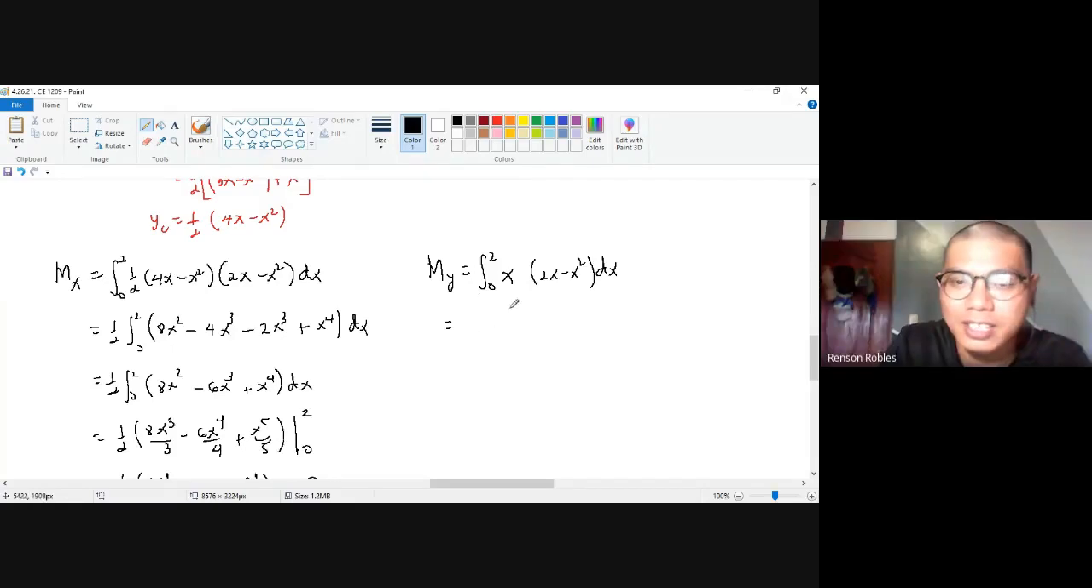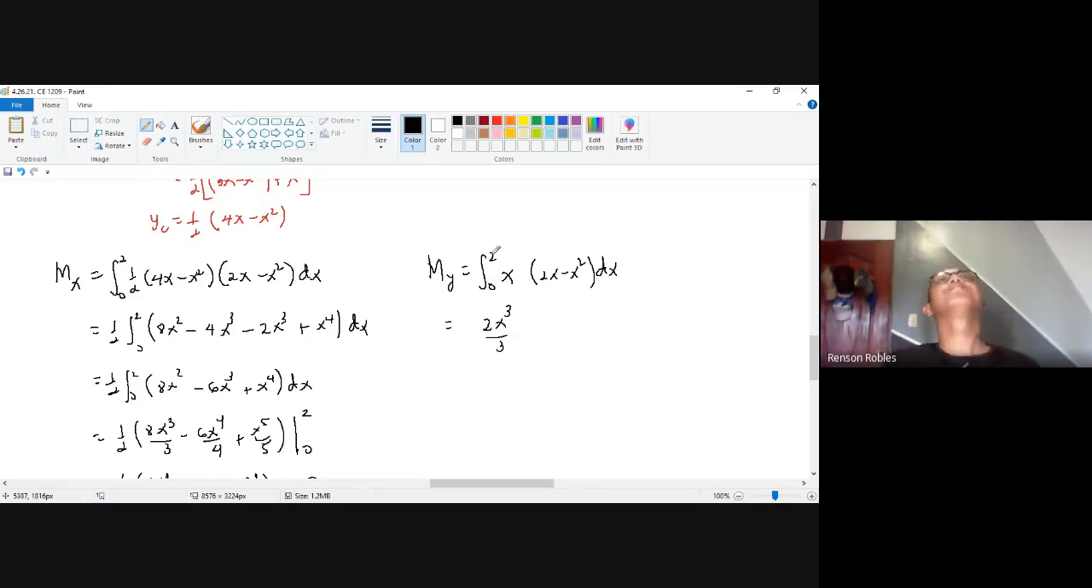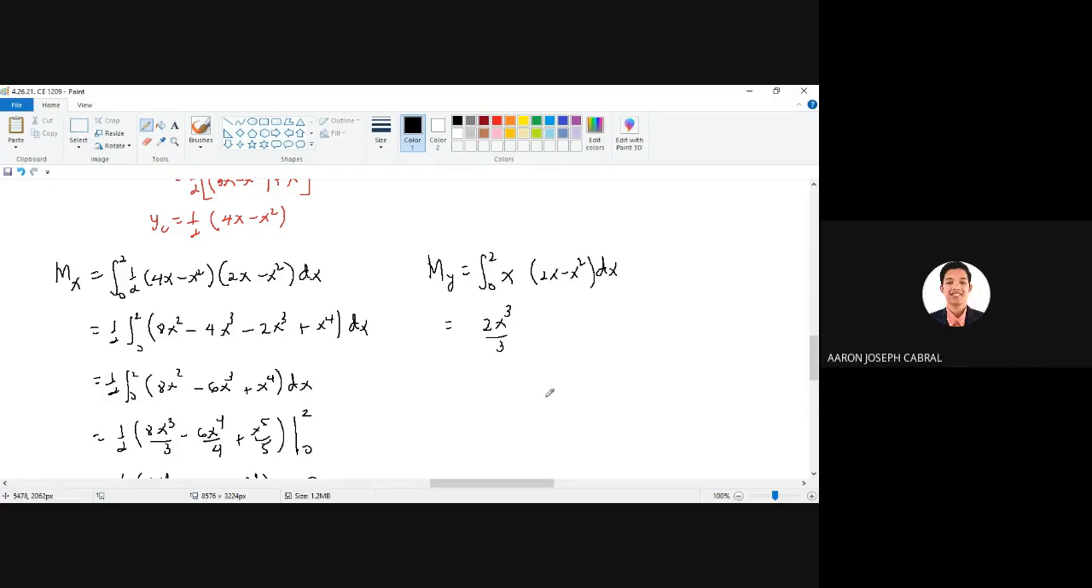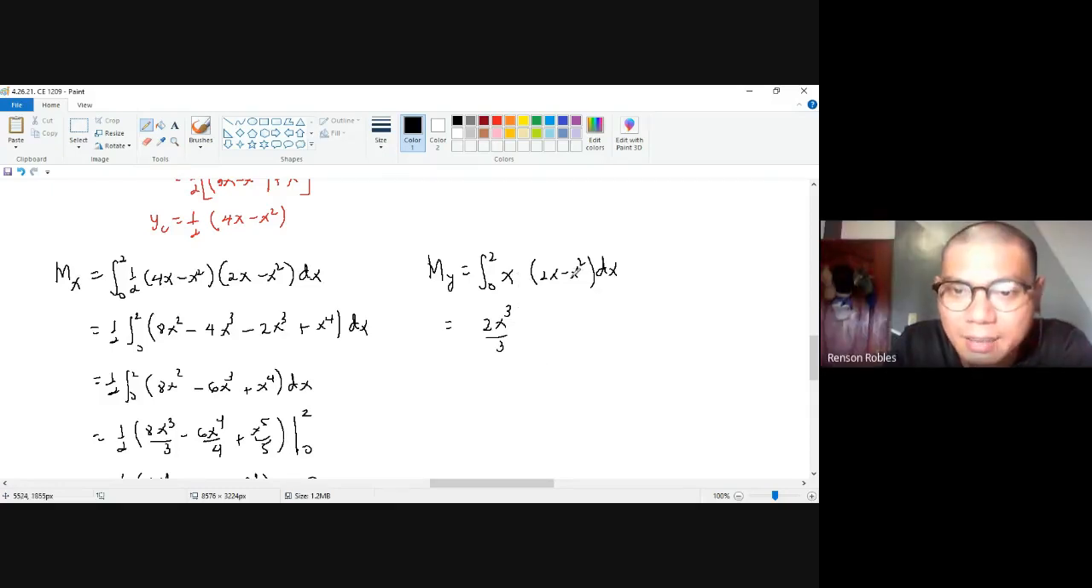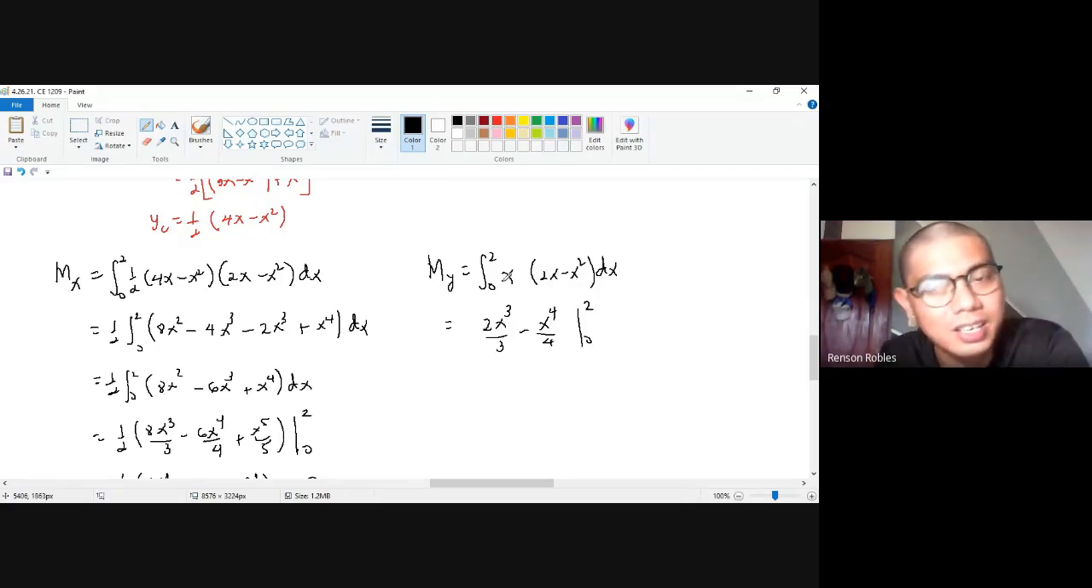Then diretso ako integrate, ha. 2x times x is 2x squared. In-integrate natin. That's 2x cubed. Okay lang? Opo, sir. Then, x times negative x squared. Negative x cubed. Integrate. Am I right? Then 0 to 2. 2x times x, 2x squared. Integral of that, that's 2x cubed over 3.